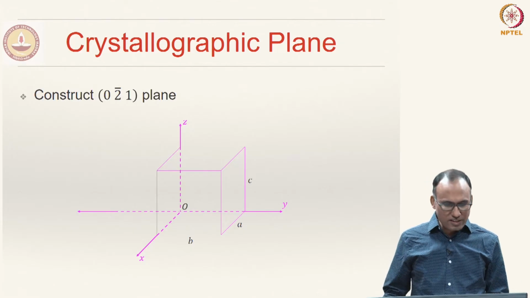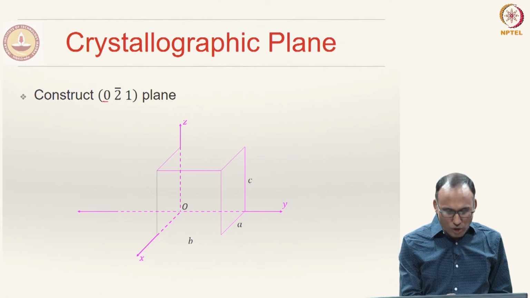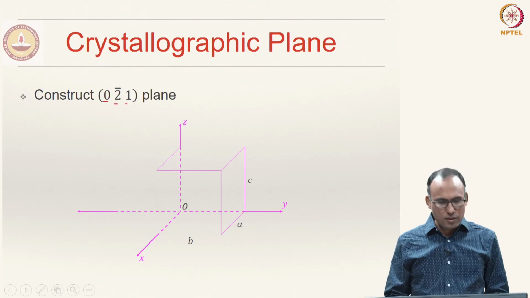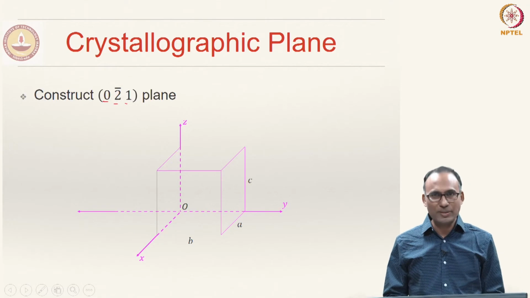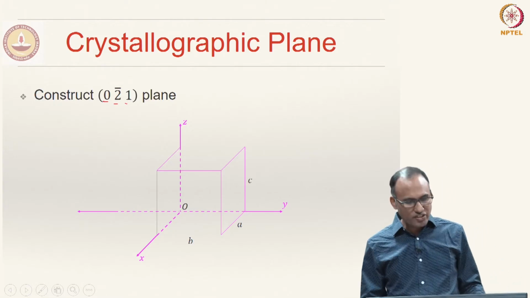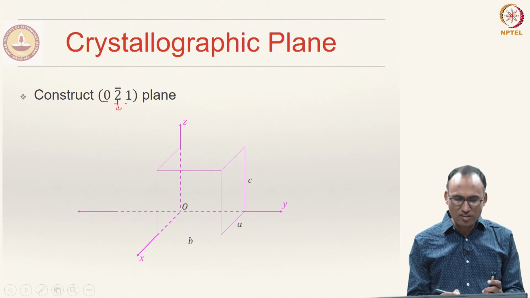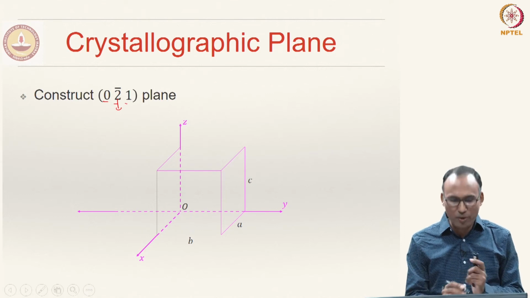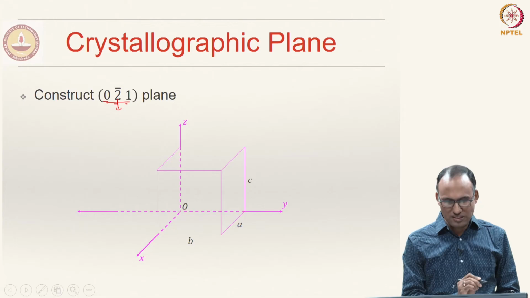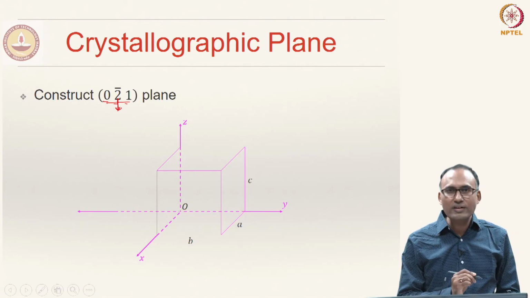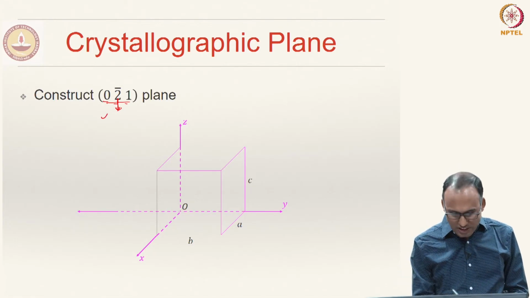Now let us construct another plane, 0, 2 bar 1. In order to construct it, what we need to do is first find the intercepts. What are the intercepts? They will be the reciprocals of the indices. When we were finding the indices, we took the intercepts and then took the reciprocals of them to get the Miller indices. Now, in order to find the intercepts, you need to take the reciprocals. So, that is infinity, minus 1 by 2, 1.